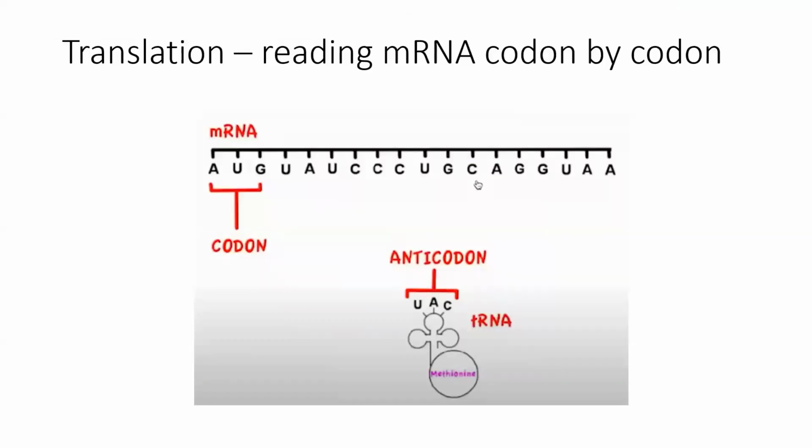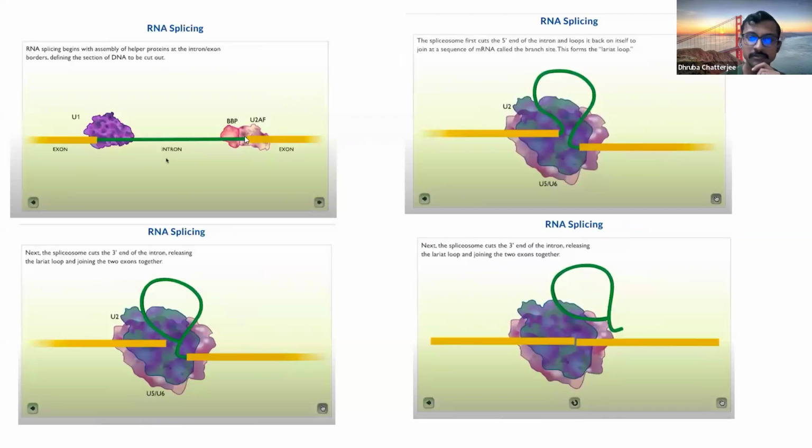Sir, the U2AF that is displayed on the previous slide, what is that? Oh, okay. This is just a ribonucleoprotein complex, which is a part of the spliceosome. There are several components. It's a multi-component complex. So this is the name of just a protein, which is one of the components of the spliceosome.